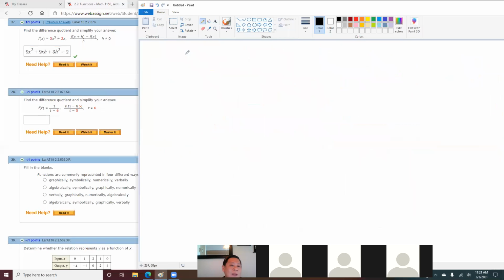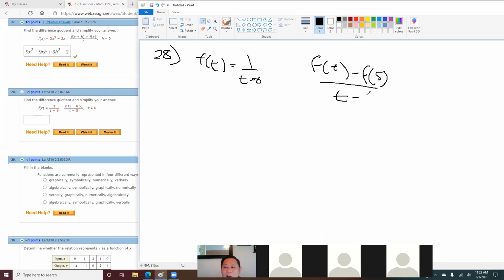Next we have question 28. This is also a difference quotient, but it's not as important as 27. It's given that f of t in this case is 1 over t minus 6, and we want f of t minus f of 5 over t minus 5. So this question does not ask us to find f of x plus h and f of x and h. This is asking us to do this. Now, f of t is already known, which is 1 over t minus 6. So now we need to figure out what f of 5 is.